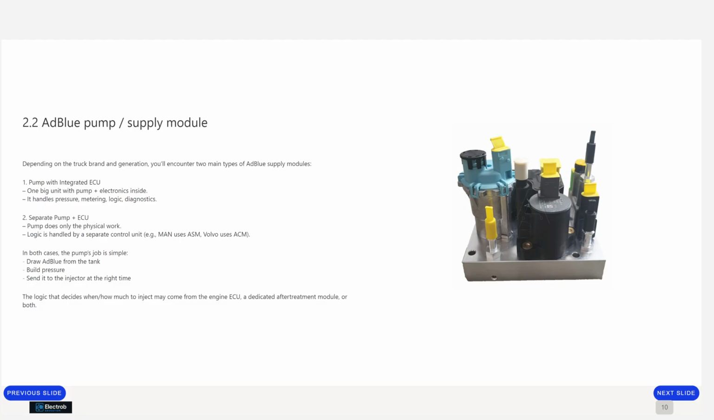Depending on the truck brand and generation, you'll encounter two main types of AdBlue supply modules. First, pump with integrated ECU. One big unit with pump plus electronics inside. It handles pressure, metering, logic, diagnostics. Second, separate pump plus ECU. The pump does only the physical work. Logic is handled by a separate control unit. For example, MAN uses ASM, Volvo uses ACM. In both cases, the pump's job is simple: draw AdBlue from the tank, build pressure, send it to the injector at the right time. The logic that decides when and how much to inject may come from the engine ECU, a dedicated after-treatment module, or both.